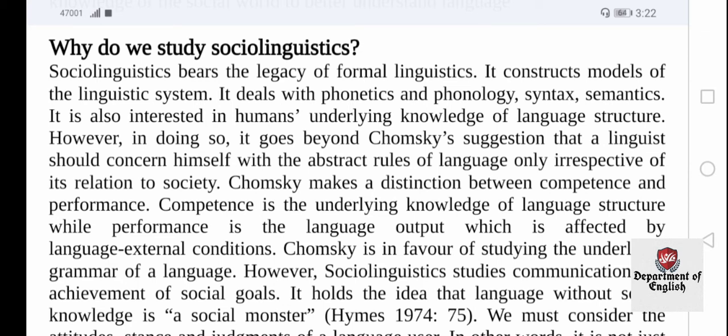Sociolinguistics bears the legacy of formal linguistics. It constructs models of the linguistic system. It deals with phonetics and phonology, syntax, semantics. It is also interested in humans' underlying knowledge of language structure. However, in doing so, it goes beyond the suggestion that a linguist should concern himself with the abstract rules of language only, irrespective of its relation to society.